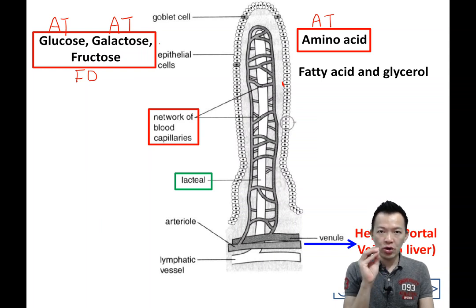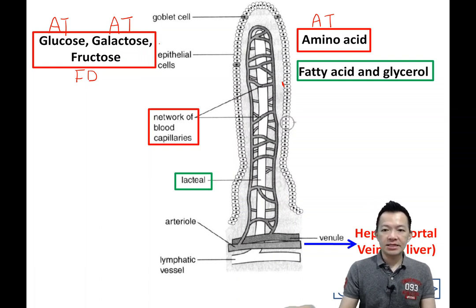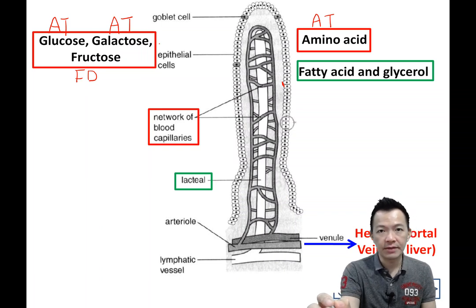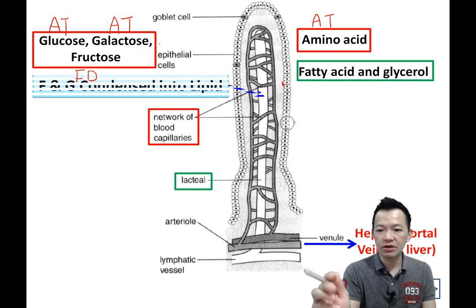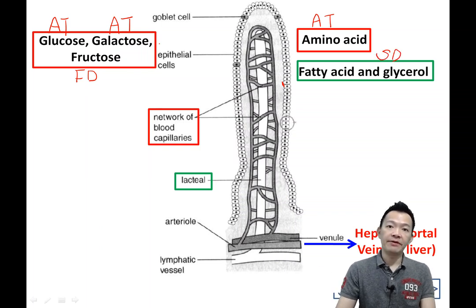lacteal. 它全部被乳糜管带走。So I give it green color, 我给它青色。So fatty acid and glycerol, they'll be diffused through the wall of the small intestine, the wall of the villi, by using the simple diffusion. 它用的方法呢只叫 simple diffusion，简单的渗透。Simple diffusion.